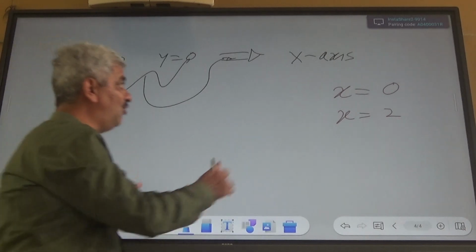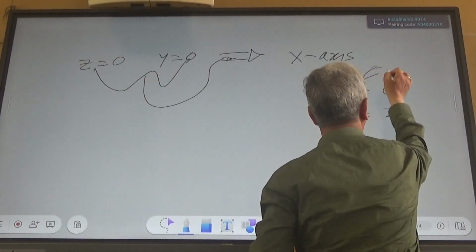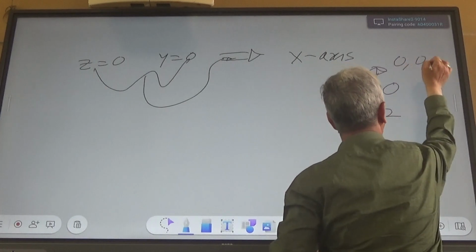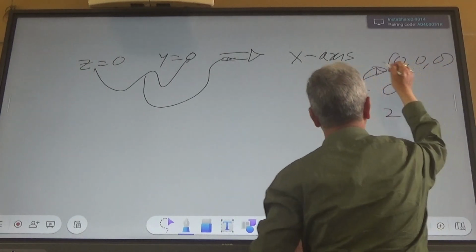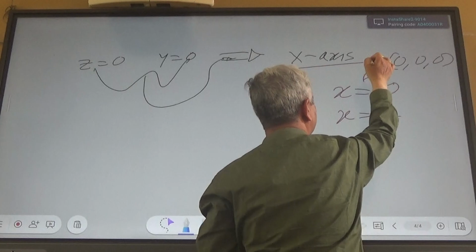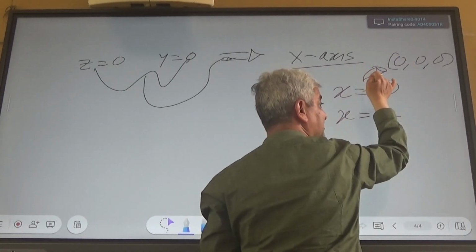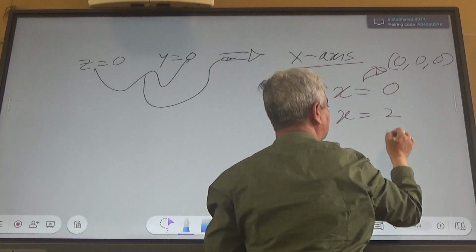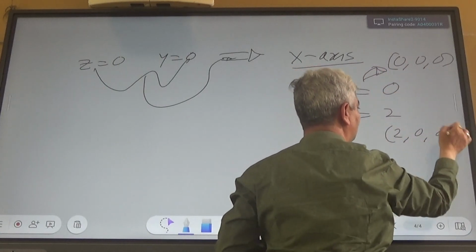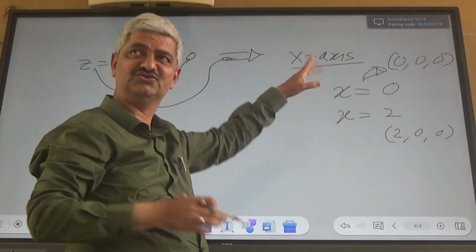So if x equal to 0, what is solution? 0, 0, 0 is a point which is on x-axis as well as satisfies x equal to 0. And x equal to 2 असतं काय होईल? 2, 0, 0. It satisfies all three equations. Is it right?